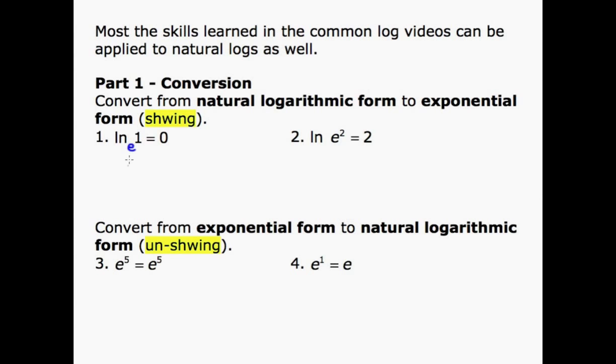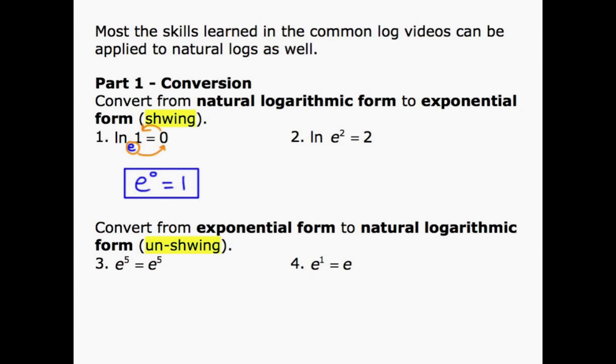In doing the swing, we'll start at that small base e. We'll swing up to the right, and then we'll land on the number 1. This will yield an equivalent exponential form of e to the power of 0 equals 1. And of course that's true.